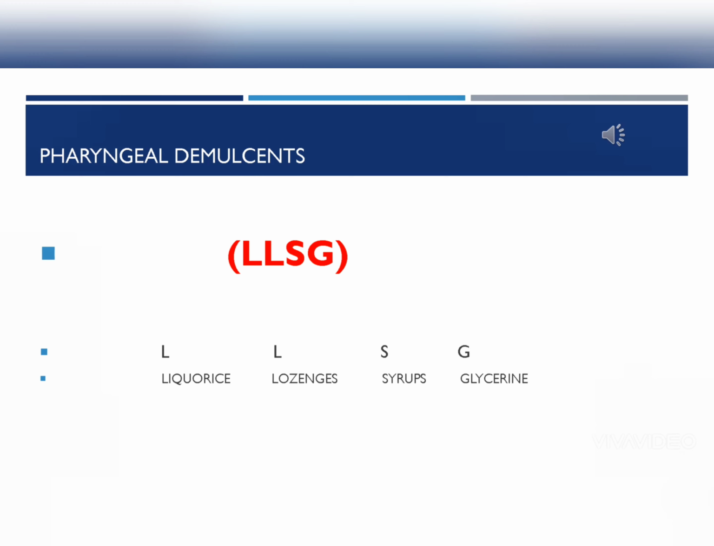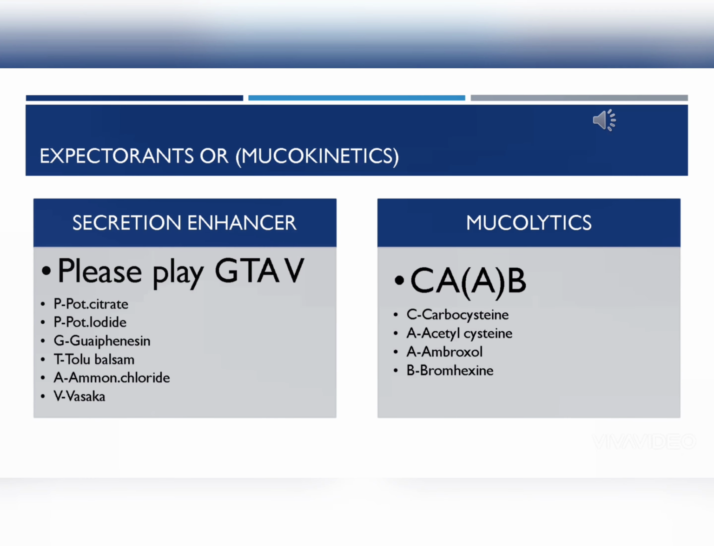So for P, that is pharyngeal demulcent, the mnemonic for drugs will be LLSG. L for licorice, L for lozenges, S for syrups, G for glycerine. Now for the second class, that is E.